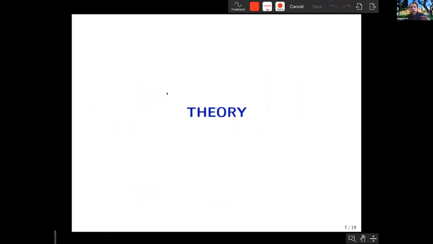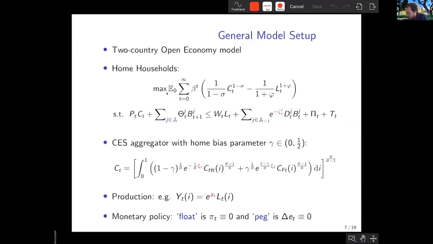Okay, so what I'm going to do first is lay out a shell of the theory that's useful to think about these facts, and then provide a specific model of something happening in the financial market that can be consistent with this fact.